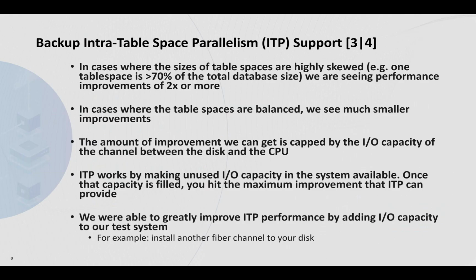So definitely that's something to take a look at when moving to 12.1. If you do have skewed table spaces, you should see these improvements. And if you don't, obviously open up a ticket and we'll talk through. But the main thing would be to look at your fiber channel and your capacity to your disks and make sure that that's where it can be and where it should be. You're, I don't want to say maxing it out, but you're as high as you can be, because that's where you're going to get the most benefits from ITP.